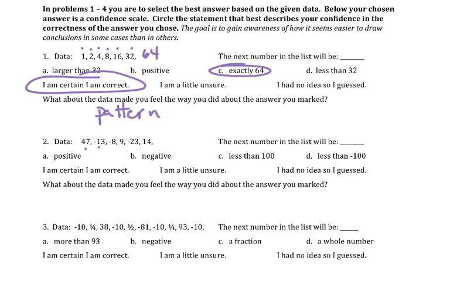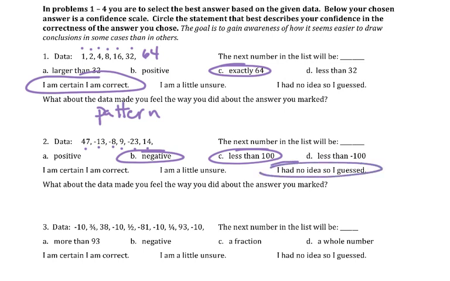Okay, 47, negative 13, negative 8, 9, negative 23, 14. Okay, this one's a bit tougher, but I could probably say it could be negative. Okay, most likely less than 100. I'd say one of those two. But I didn't really have an idea on this one.